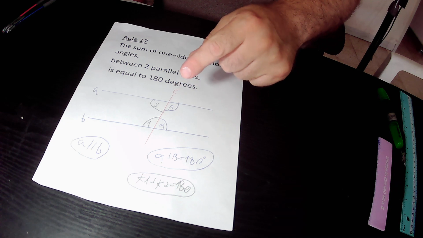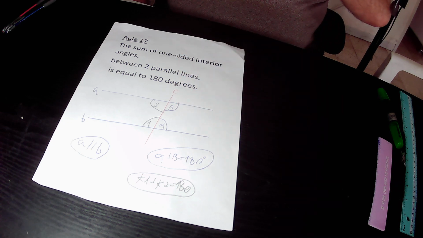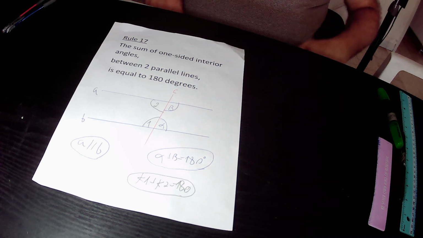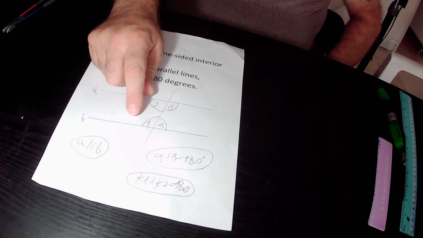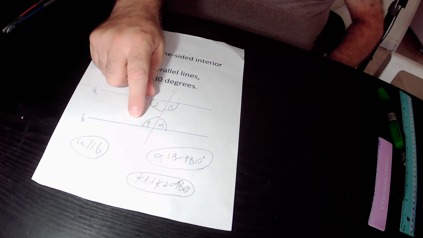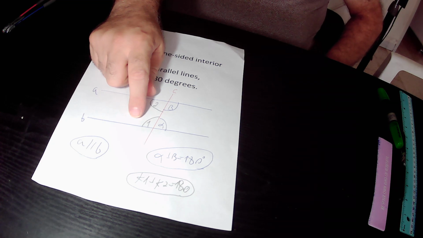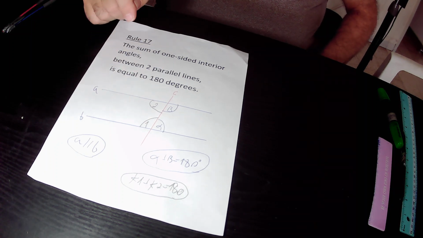That is to say, alpha plus beta is equal to 180 degrees. The same thing is true here. Angle 2 and angle 1 are defined as one-sided interangles, and the sum of those 2 angles is equal to 180 degrees. That is to say, angle 2 plus angle 1 equals 180 degrees. Okay, so we can implement rule 17 in our drawing.